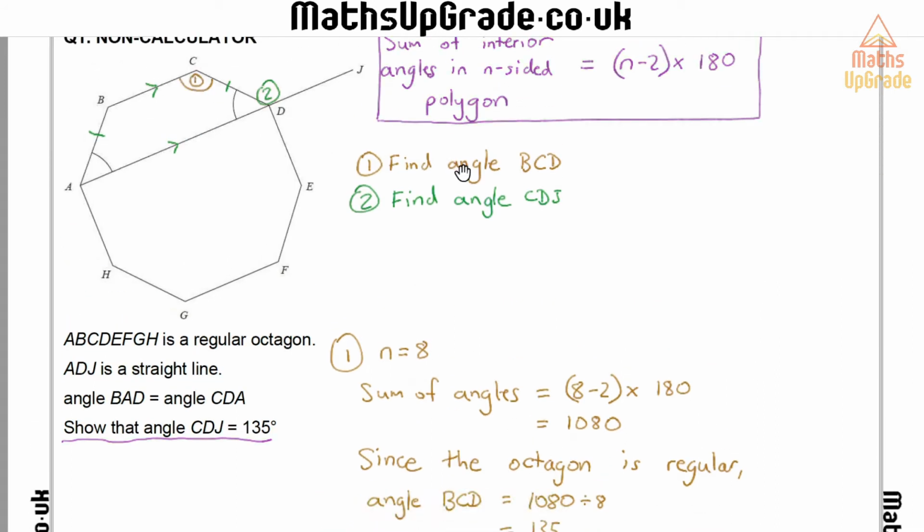To find angle CDJ, well, since angle ABC is equal to BCD, since this angle is equal to that angle, and angle BAD, this angle here, is equal to angle CDA, this angle here, then this line here must be parallel to that line ADJ. So that side BC must be parallel to that line there, since it's a regular octagon and these two angles are equal. Okay, what that therefore means is that I can use the angle facts around parallel lines.